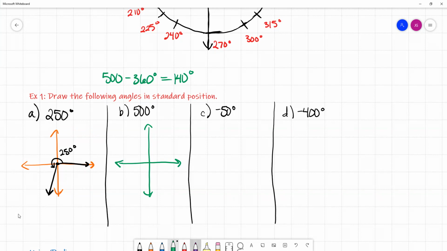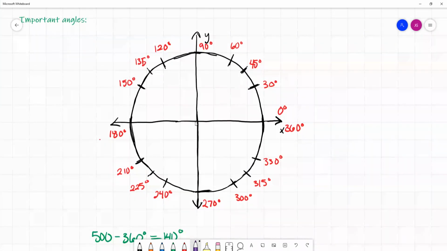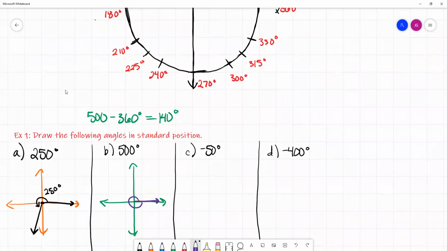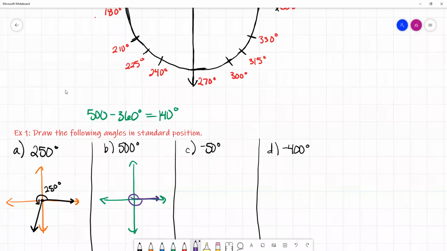So go one full revolution. I'm going to put my initial side here. Go one full revolution. There's my 360 degrees. And then I need to go to 140. So 140, where is that? That's going to be somewhere a little bit more than halfway in the second quadrant. So I'm going to put my terminal side right here, and then I'm going to finish my directional arrow. Make it look a little bit nicer. And there's my directional arrow indicating that this is 500 degrees.